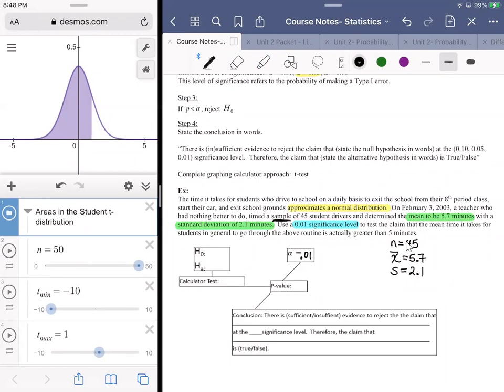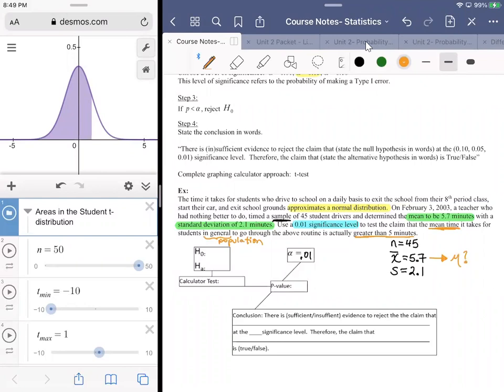To test the claim that the mean time it takes the students to go through the above routine is actually greater than 5 minutes. All right, so greater than 5 minutes. Specifically the mean time. Now, they're saying the mean time it takes students in general. Talking about a population. Remember the bat signal. We're trying to project from a small sample to a large population. All right. So what I want to know is what this says in terms of the population mean.